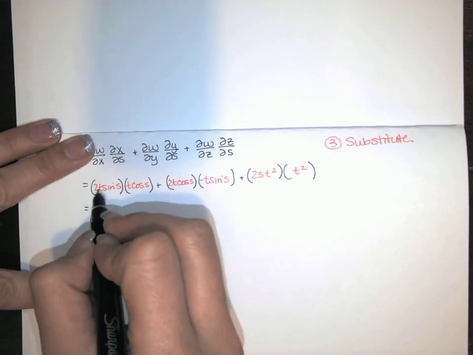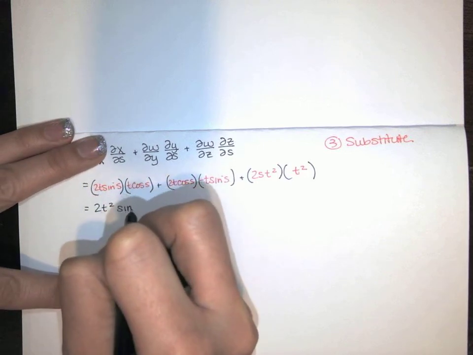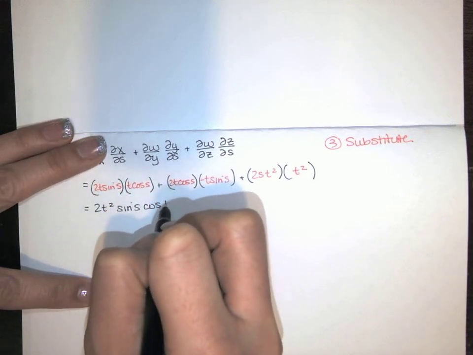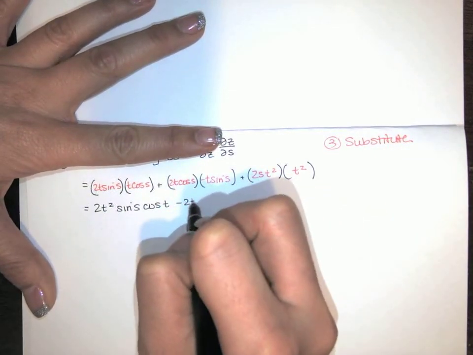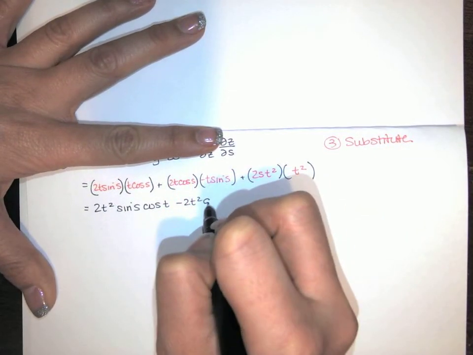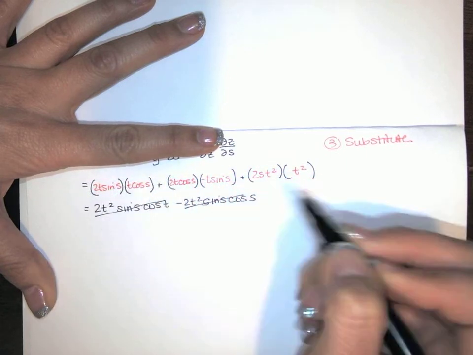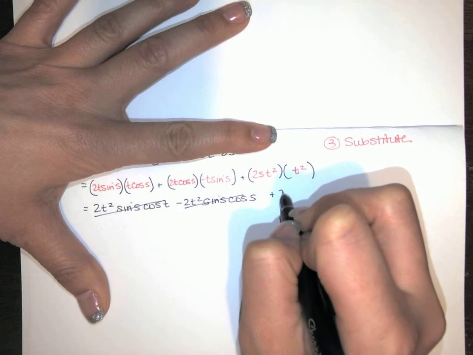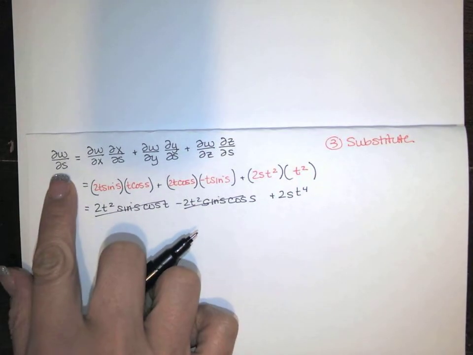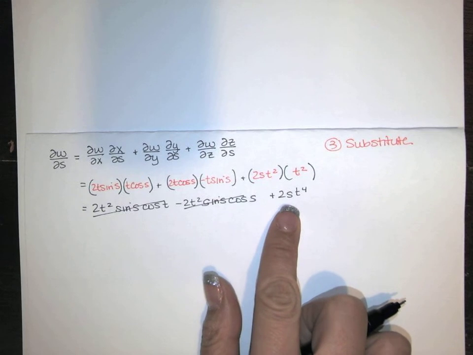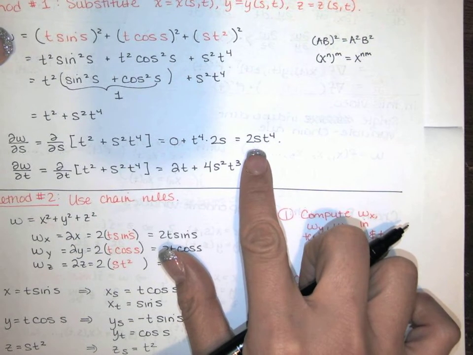Multiply the coefficients first. 2t times t is 2t squared. And then I've got sine of s times cosine of s. Multiply the coefficients here. I've got negative 2t squared sine of s times cosine of s. That works out, so those reduce. And here, t squared times t squared is t to the 4th. So partial of w with respect to s is 2s t to the 4th, which is exactly what we got when we substituted, so that's a very good thing.